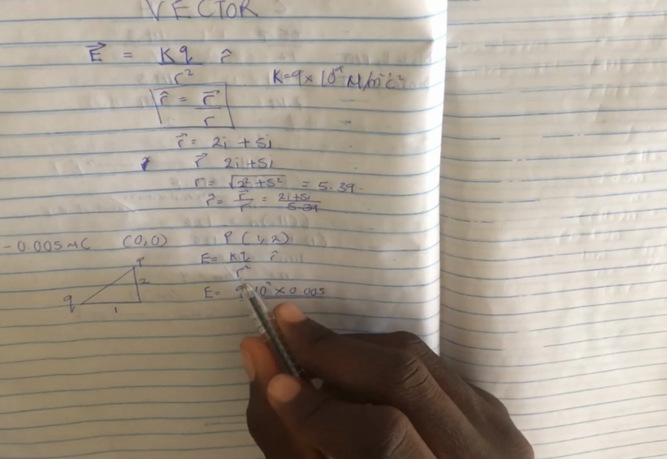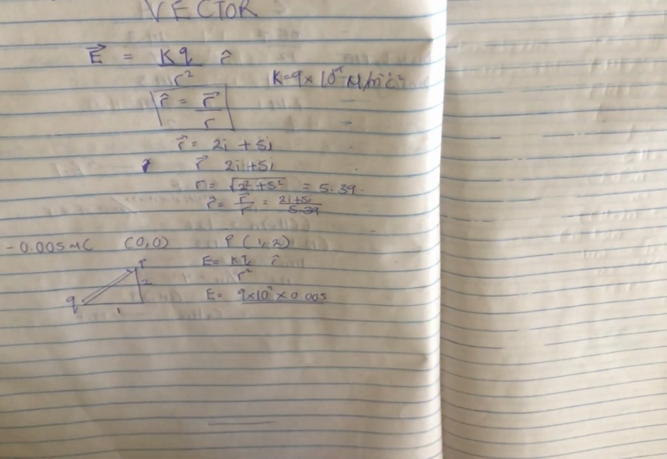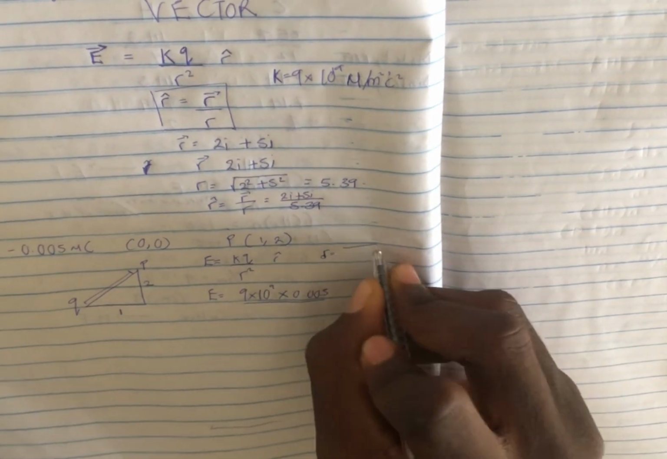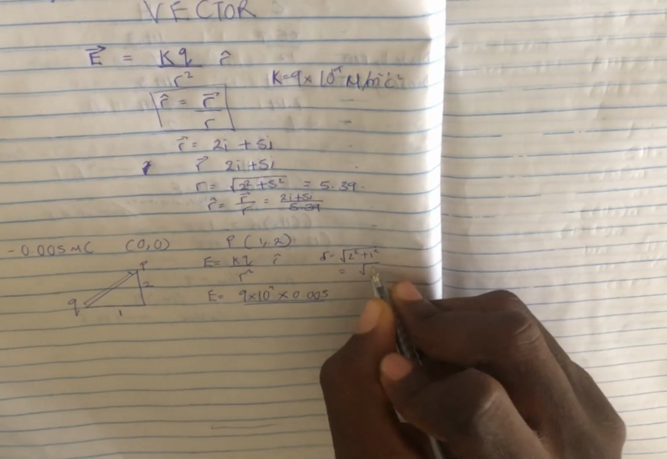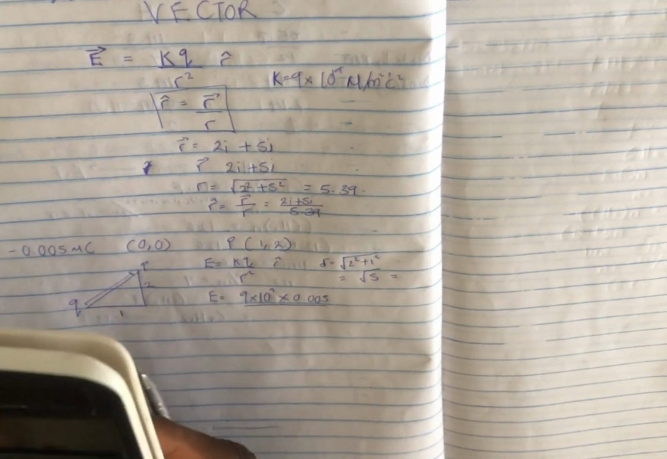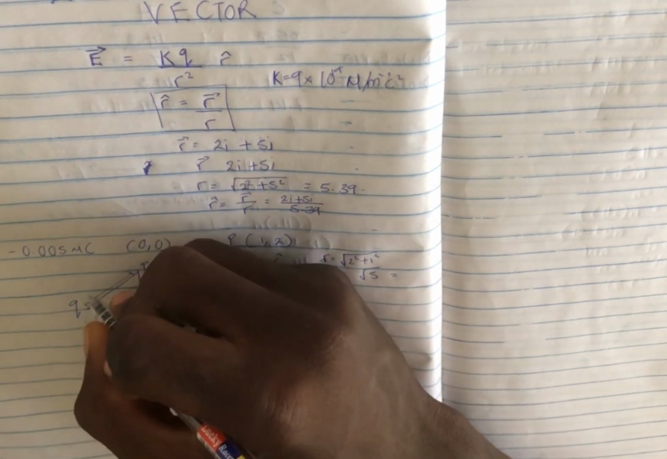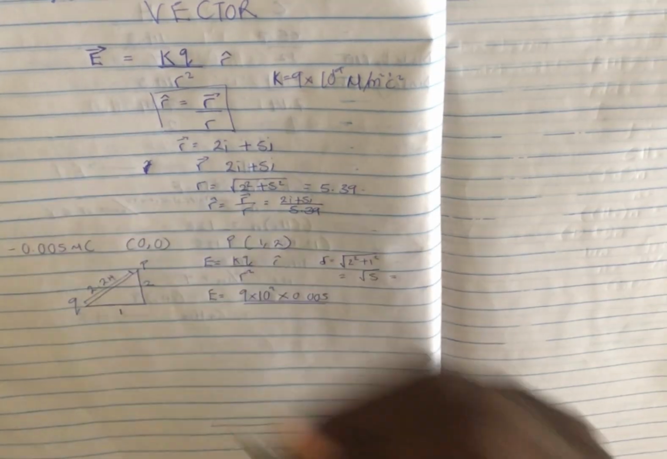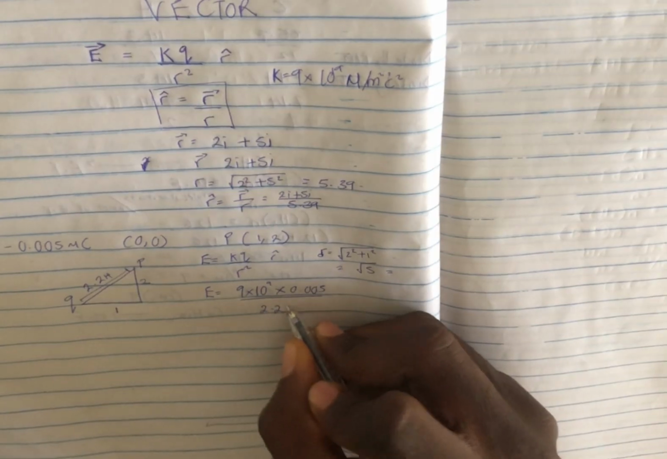R squared. So what's r squared? R squared is the distance between Q and P. To find the distance between Q and P, we use Pythagoras theorem, and that will be the square root of 2 squared plus 1 squared. That's the square root of 5, which is 2.24. So the distance will be 2.24 squared.